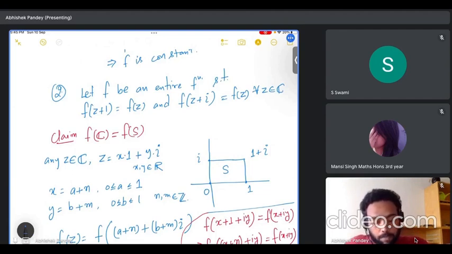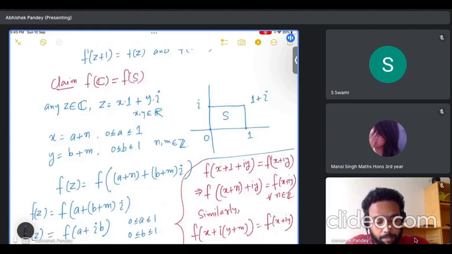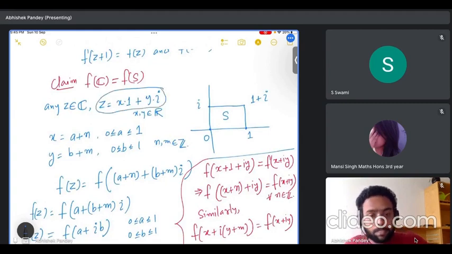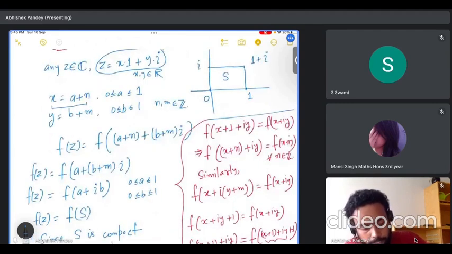Now our claim is about f(C). So the range of f basically depends upon what the range of f is on S, on this square. Any z belonging to C can be written like this. This is the vector space property, so they are spanning it. Now x is equal to a plus n, where a is in 0 to 1, and n is any integer, and any y can be written like this, where a is in 0 to 1 and b is in 0 to 1. Up to this, is it clear?